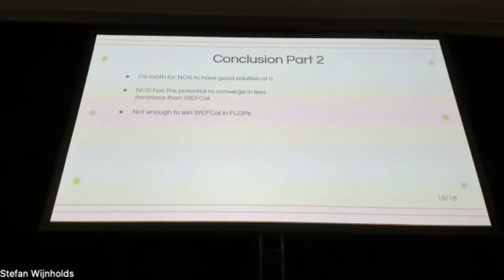So conclusion part 2 is, if we can fix the maths for NOS, we will maybe get a better competing algorithm against StefCal. If we can fix the maths at lambda even equals 0, lambda even equals lambda odd equals 0, then we will get an algorithm that will converge in fewer iterations than StefCal. But it's still not enough to beat StefCal in flops.